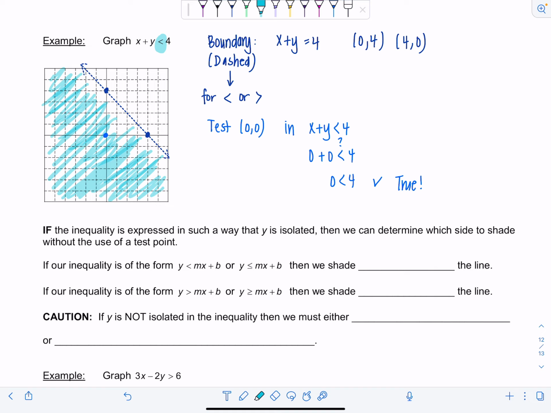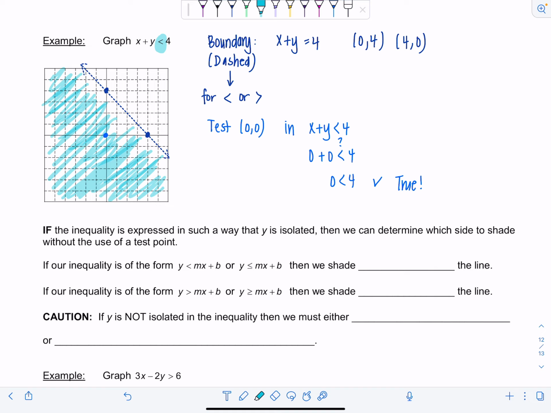Okay, so test points are one way to figure out which side to shade. There is another way. It's a little more dangerous, guys, but I'm going to tell you about it, okay? If you're a careful mathematician, give it a go. Now, if the inequality is expressed in such a way that y is isolated, then we can determine which side to shade without using a test point.